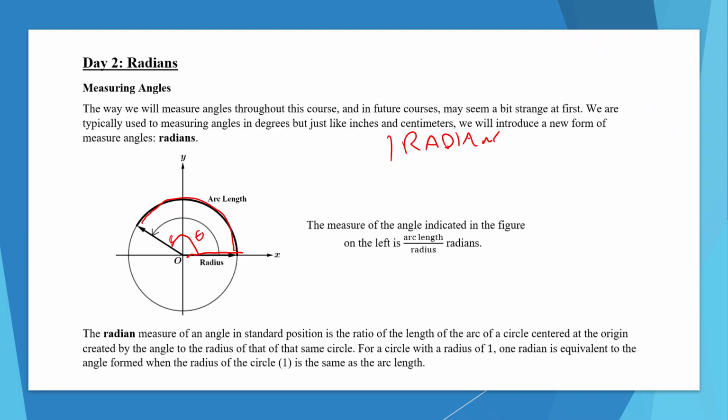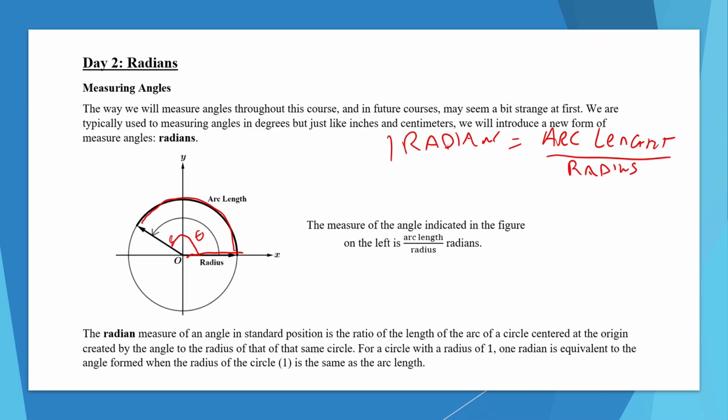Now, what exactly is 1 radian? What does 1 radian look like? Well, if we take a look, 1 radian would be when the arc length is going to be the same as the radius.